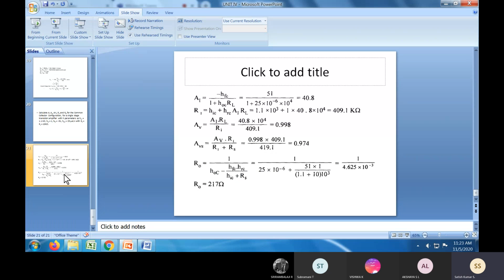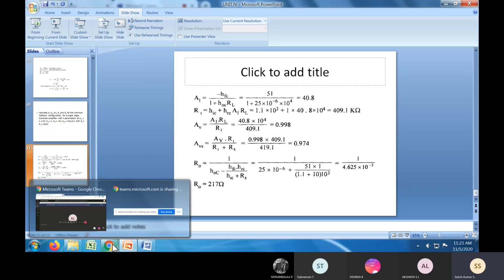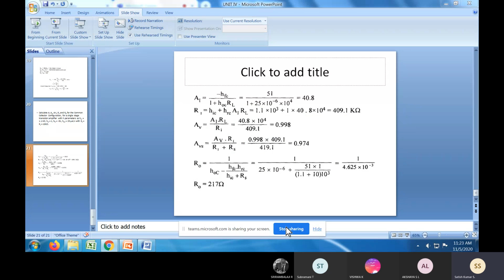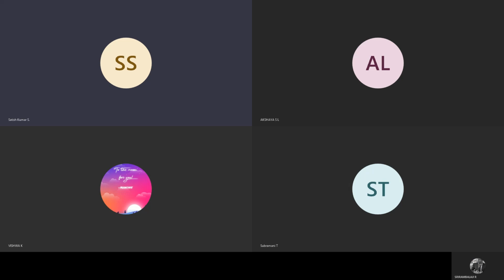In this class we discussed problems based on the cascaded amplifier and also the single stage common collector amplifier. This will be very helpful to find the voltage gain, current gain.